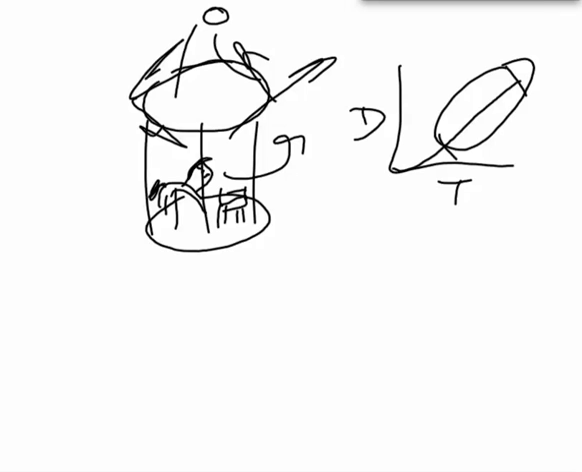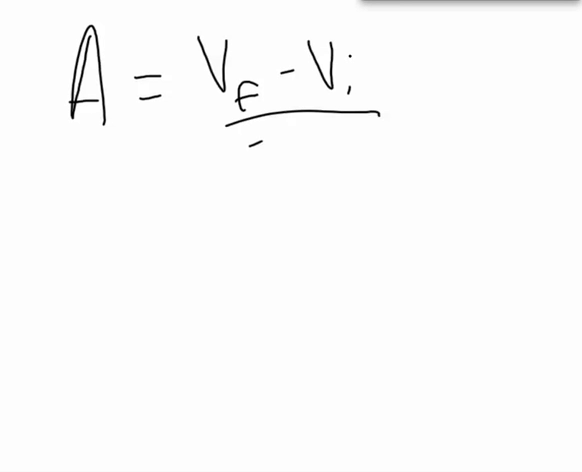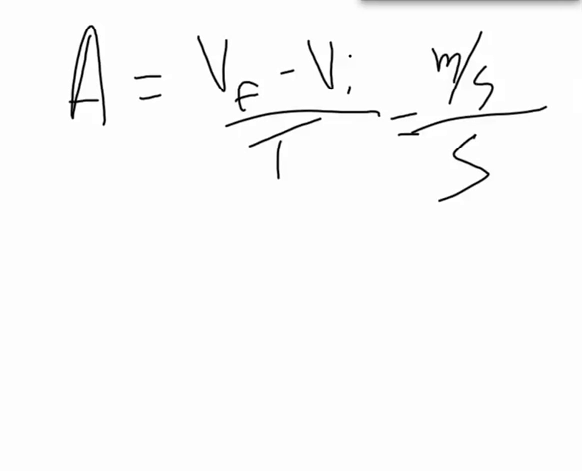If it's a rate of change in velocity, you simply take the final velocity minus the initial velocity, and it's a rate, so it's divided by time. How fast does your velocity change? So A is acceleration, VF is final velocity, VI is initial velocity, and T is time. Since velocity is meters per second and time is measured in seconds, it's meters per second per second.